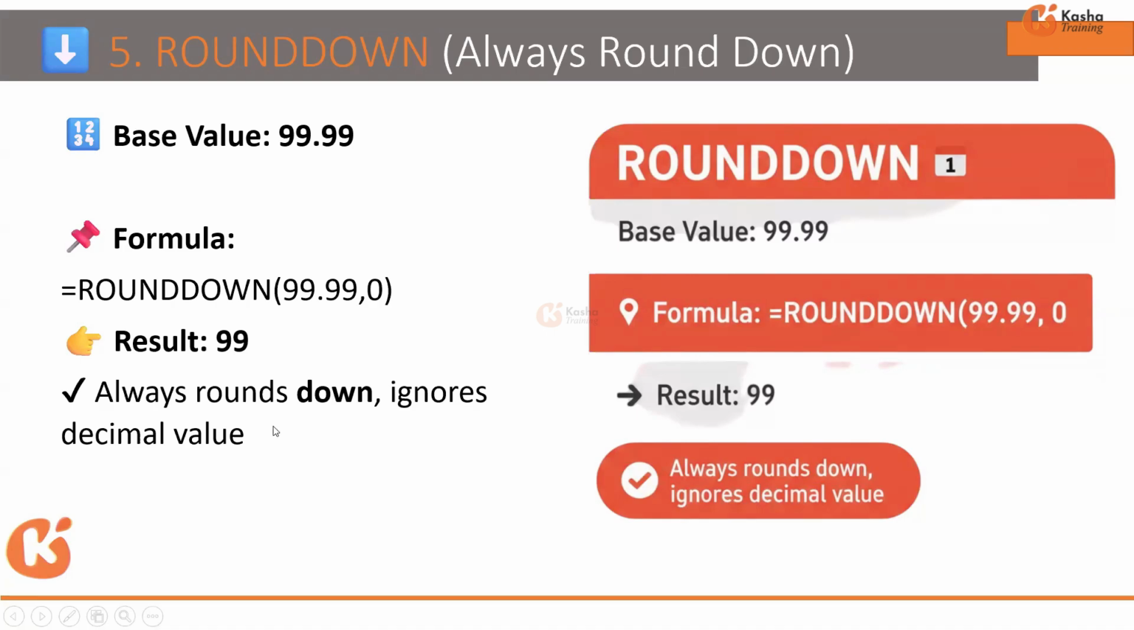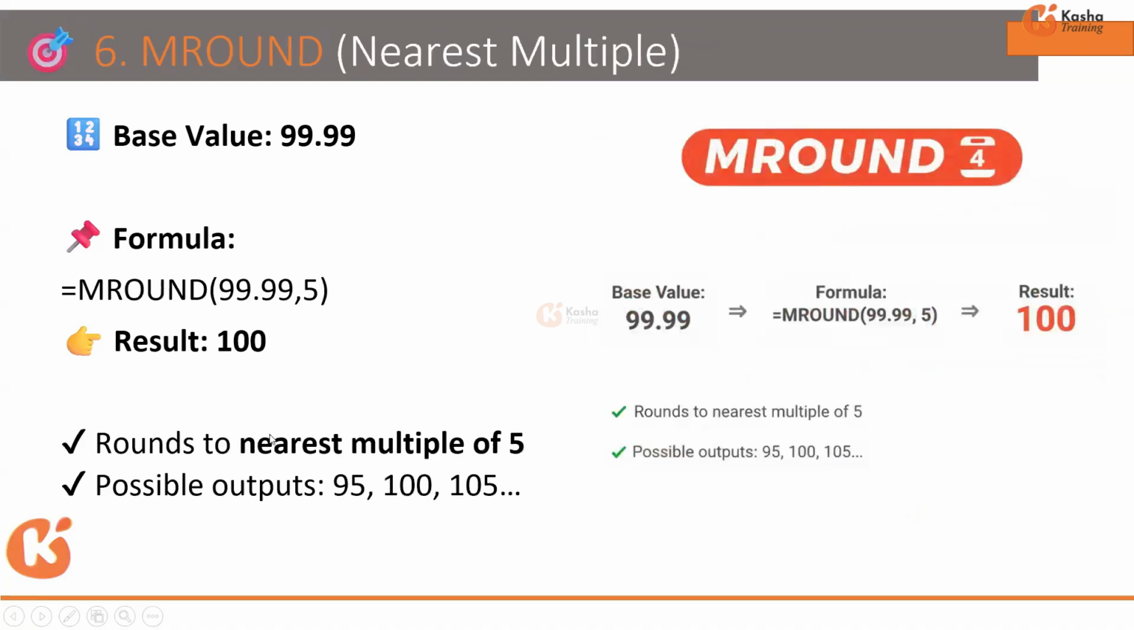So this is round down. Then there is MROUND. What is MROUND? It gives the nearest multiple. For example, if the base value is 99.99 and the formula is MROUND of 99.99, and then we have given 5, you will see here the result is coming as 100. What it is doing is rounding to the nearest multiple of 5, like for example, 95, 100, 105, right?